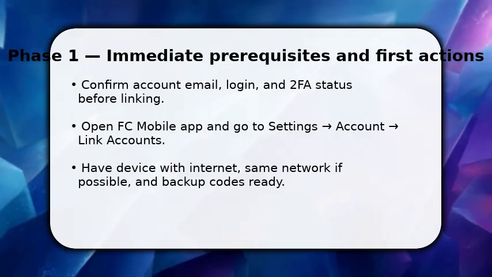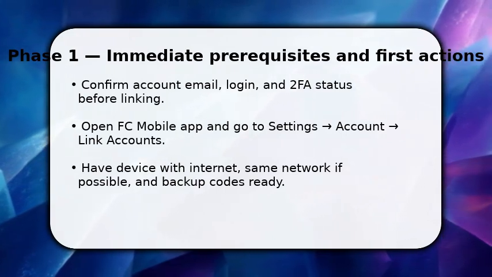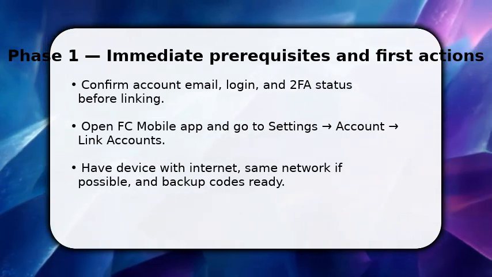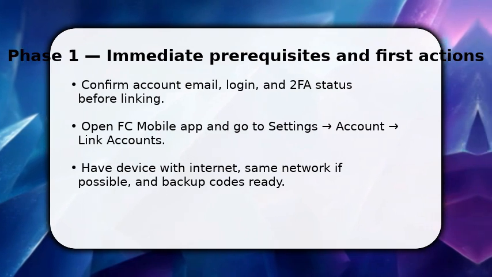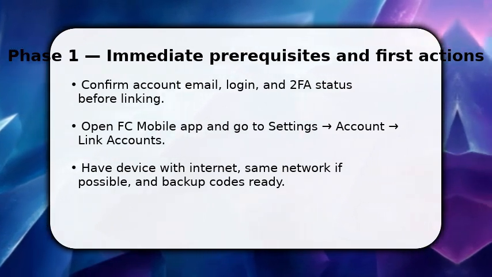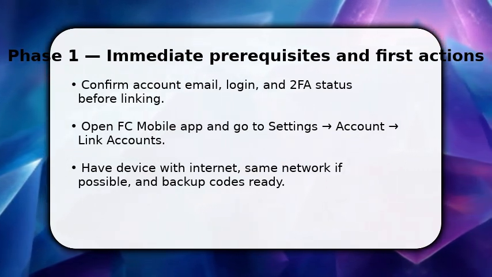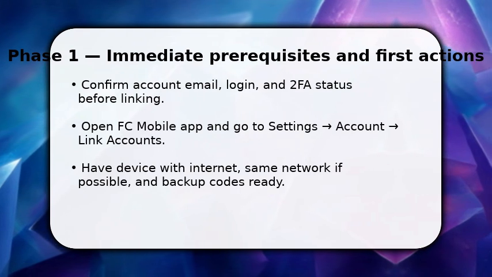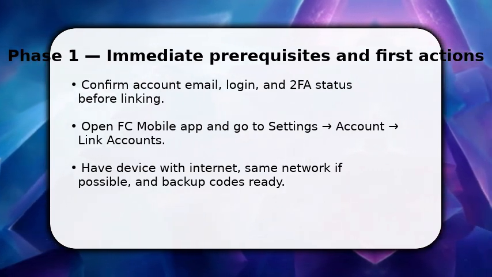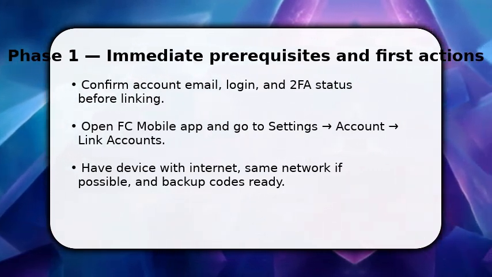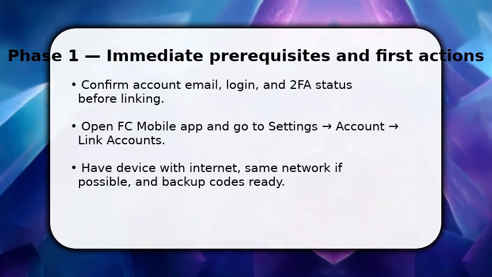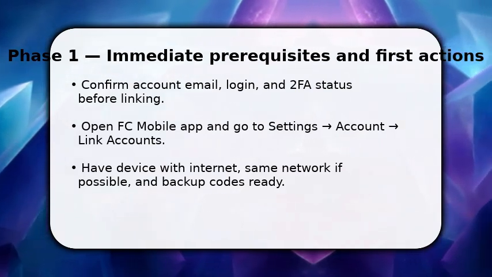You begin by confirming essentials: your FC Mobile account email, login credentials, and whether two-factor authentication is enabled. Once done, open the FC Mobile app and navigate to Settings, then Account, then Link Accounts. This is where the process starts. Make sure you have the device with a stable internet connection and any backup codes handy. Otherwise, the link will fail.